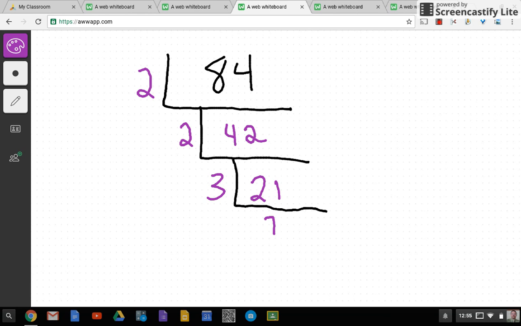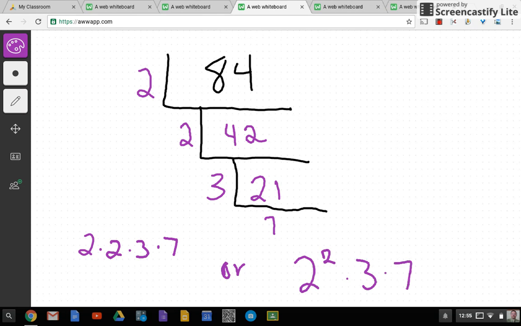So this one is 2 times 2 times 3 times 7. Or we could shorten that down. Now this is typically the way you would see it: 2 squared times 3 times 7. This is the way that you're typically going to see it.